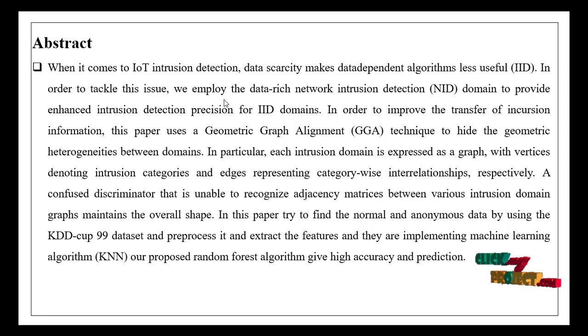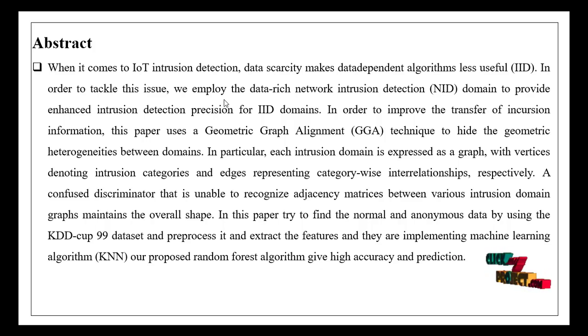In particular, each intrusion domain is expressed as a graph with vertices denoting intrusion categories and edges representing the category-wise interrelationships. A confused discriminator that is unable to recognize adjacency matrices between various intrusion domain graphs maintains the overall shape.